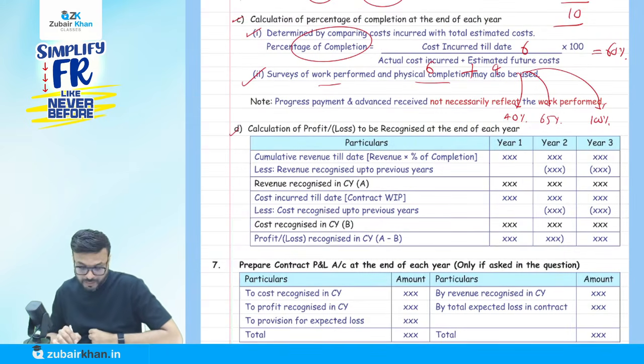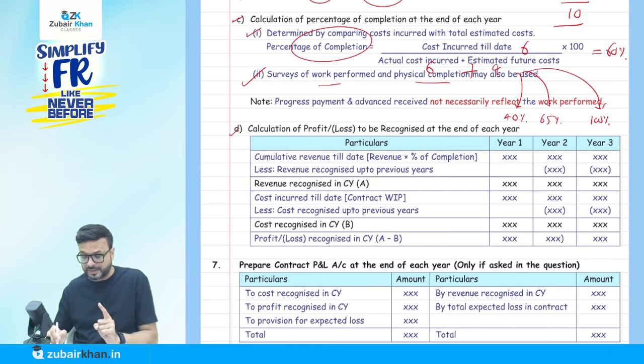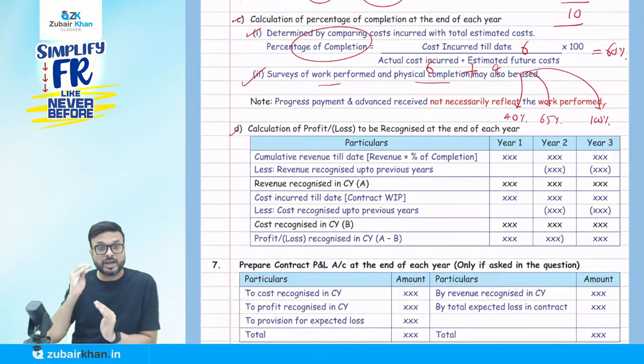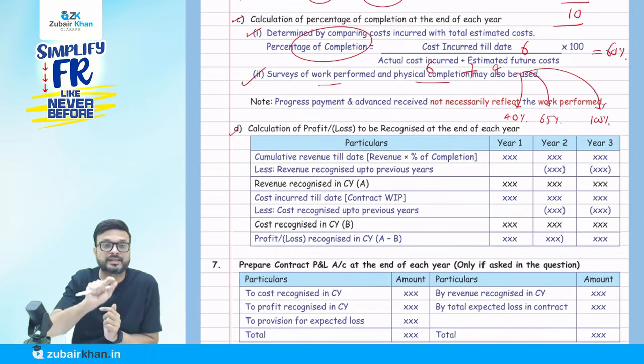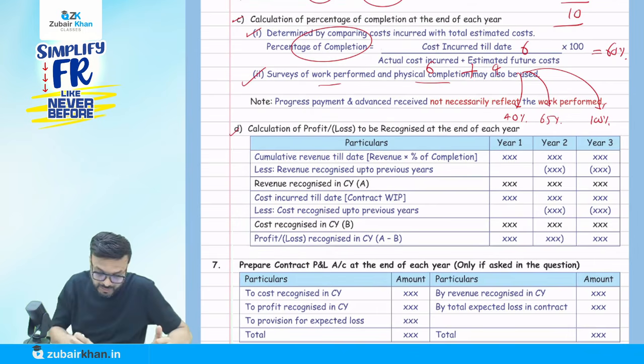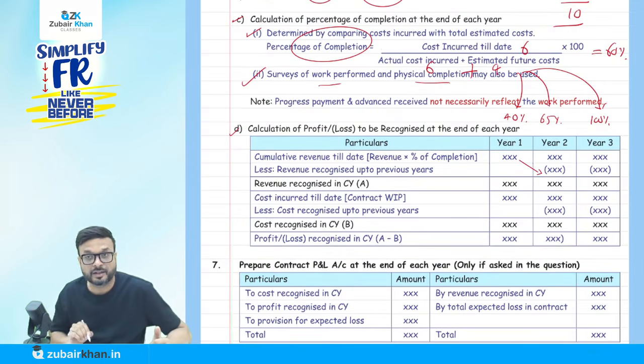Here the total revenue is multiplied by the percentage of completion. So I am multiplying the total revenue with 65%. That 65% is not the revenue for the first year. The 65% is the revenue for the first and second year. But if we want to find the revenue for the second year only, we have to deduct the revenue of the first year. So this revenue will be deducted for the first year here.